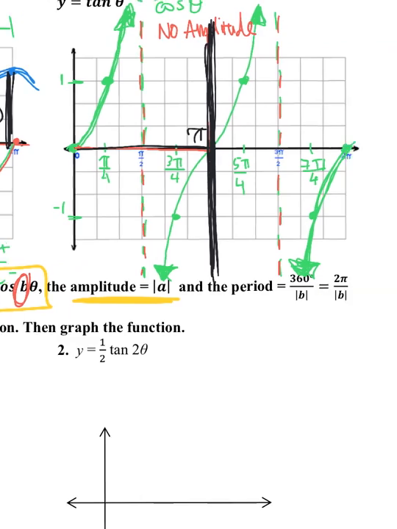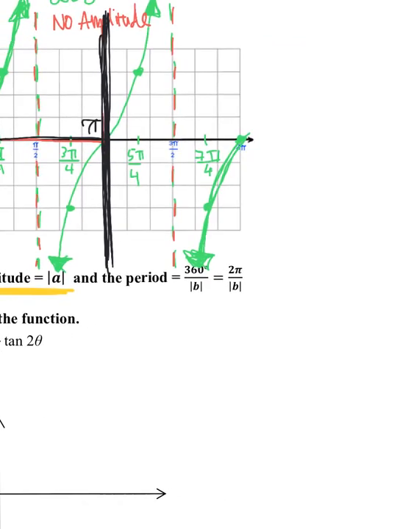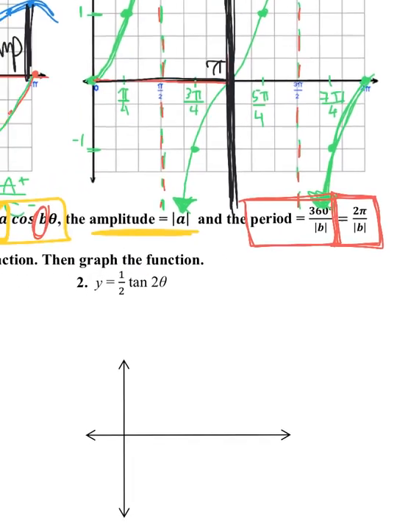And how does it affect the period? If you are in degrees, your new period will be 360 degrees, the original one, divided by the absolute value of b. If you're in radians, it's going to be 2 pi over the absolute value of b. All right, so let me show you guys a couple examples here.